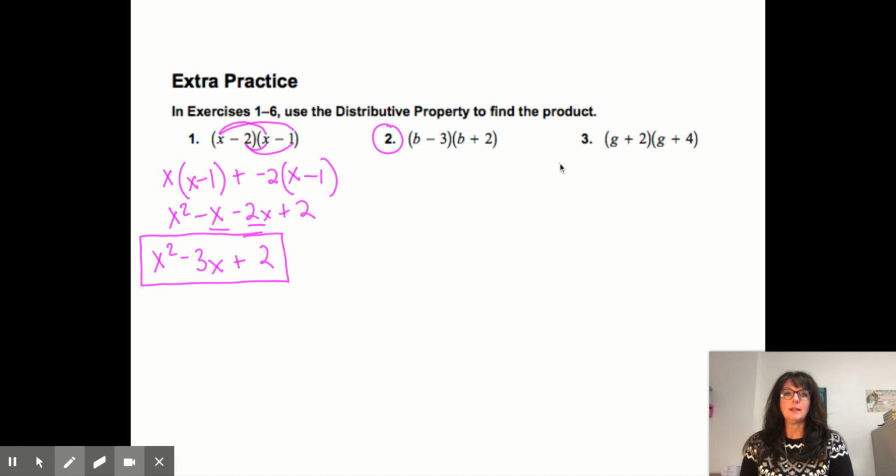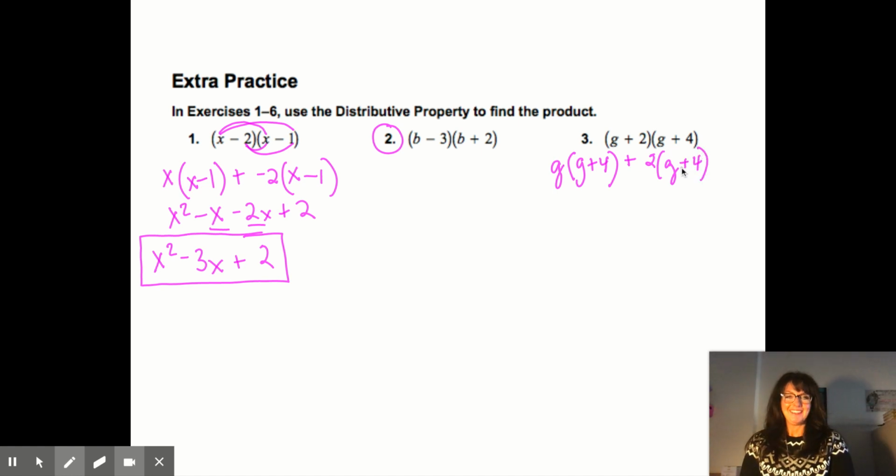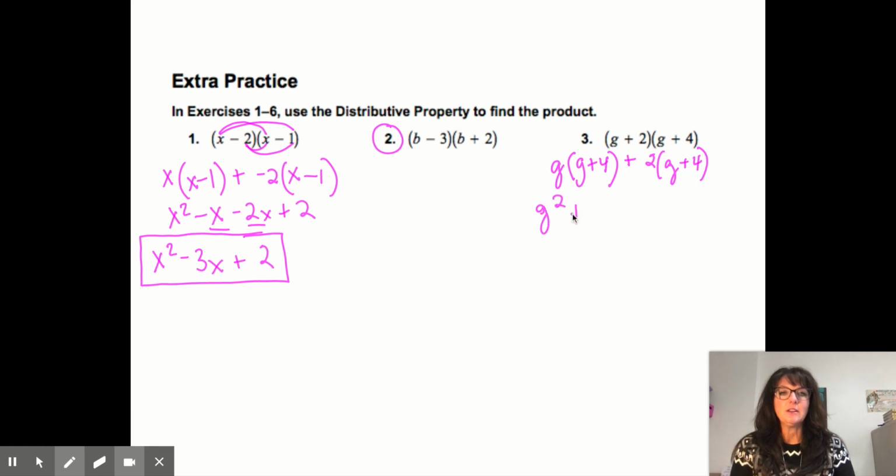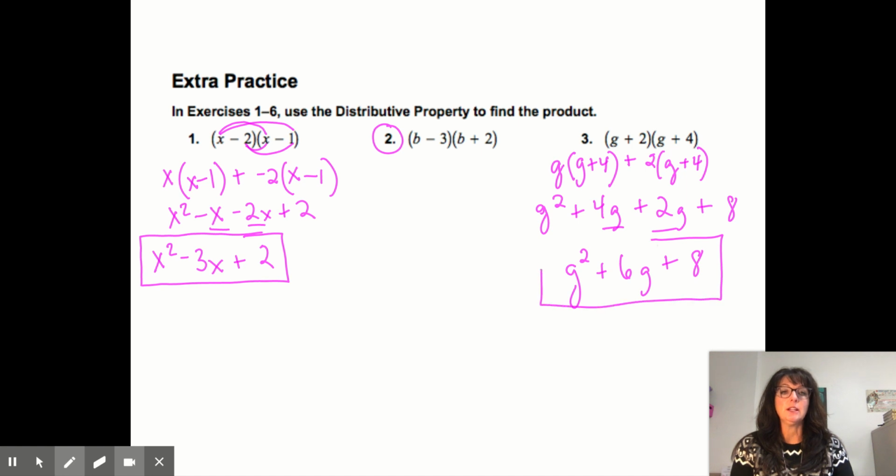So I'm going to rewrite this as g times the g plus 4, and then plus 2 times the g plus 4. All right, so we'll get g squared plus 4g plus 2g plus 8. Like terms are right here in the middle. G squared plus 6g plus 8. Doesn't get much simpler than that. We're literally just multiplying every term in the first binomial times each term in the second binomial.